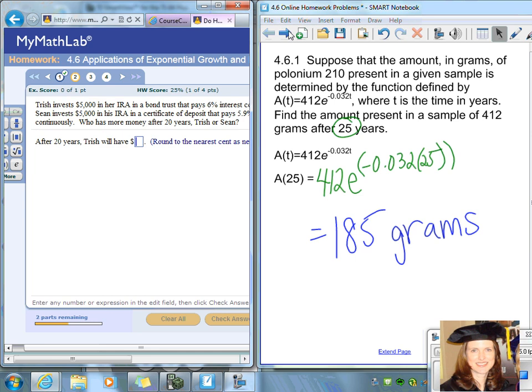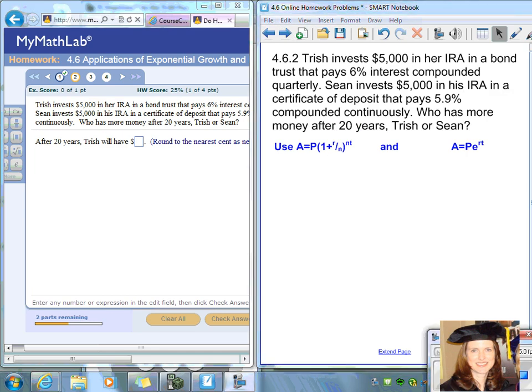Okay, let's look at number 2. Trish invests $5,000 in her IRA in a bond trust that pays 6% interest compounded quarterly. Sean invests $5,000 in his IRA in a certificate of deposit that pays 5.9% compounded continuously. Who has more money after 20 years? Well, they both put the same amount of money. The interest that Trish pays is 6%, slightly higher than Sean, but the way it's calculated is different. It's compounded quarterly.